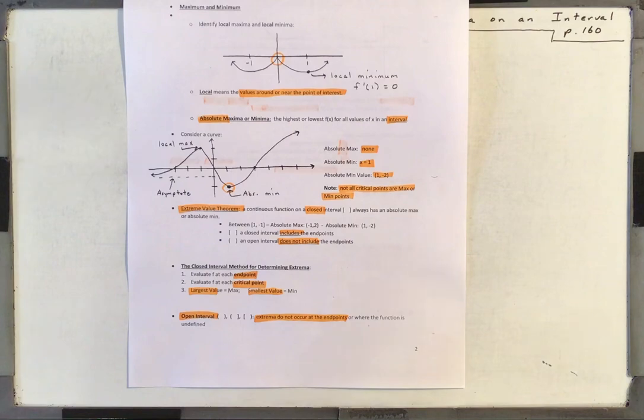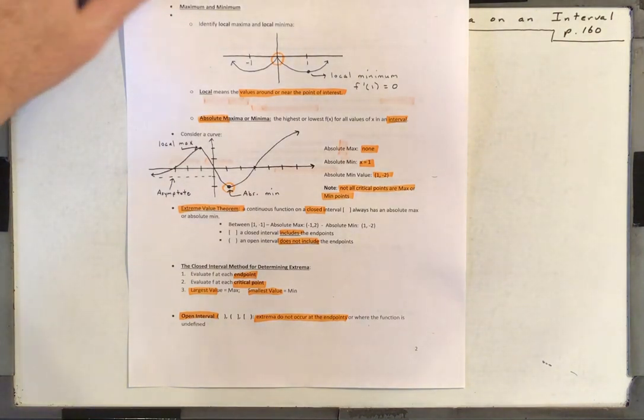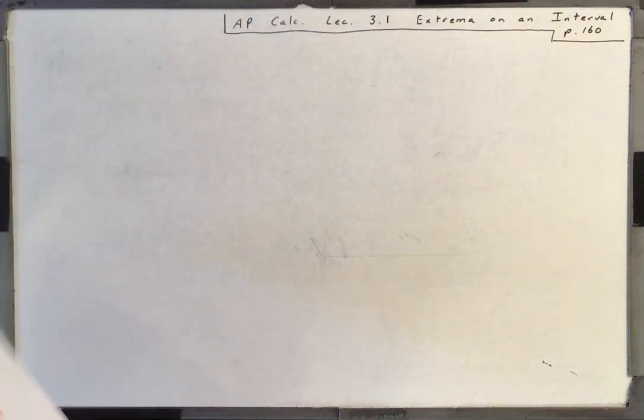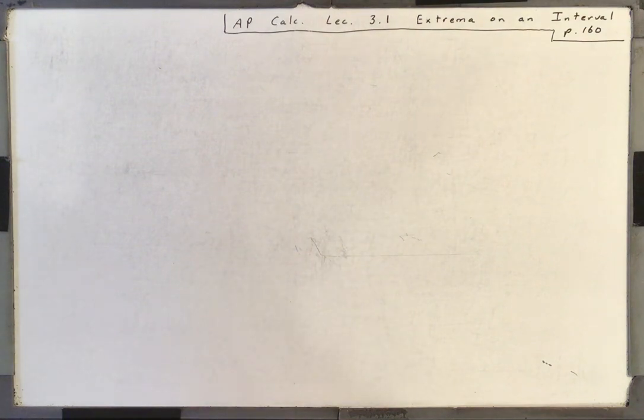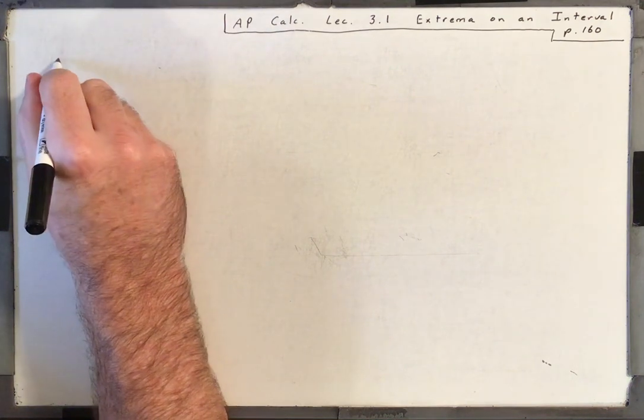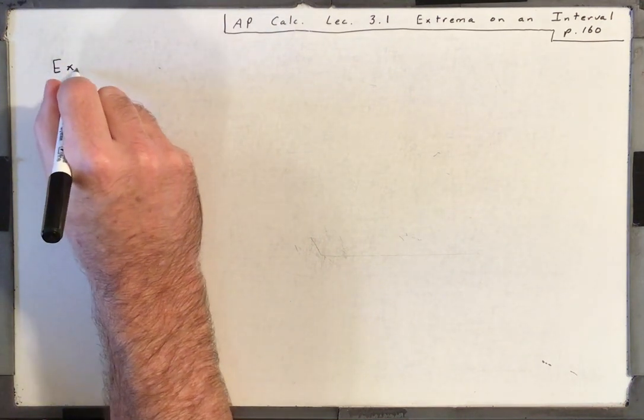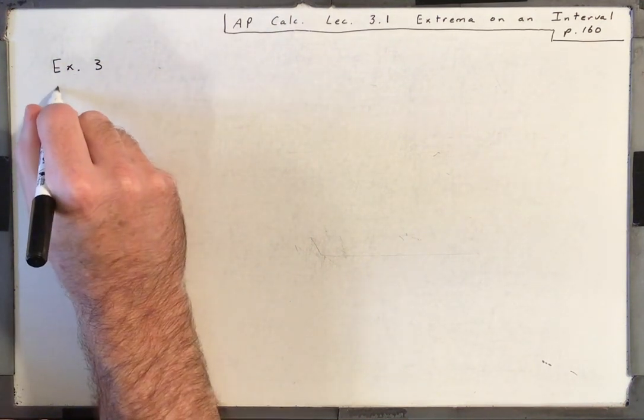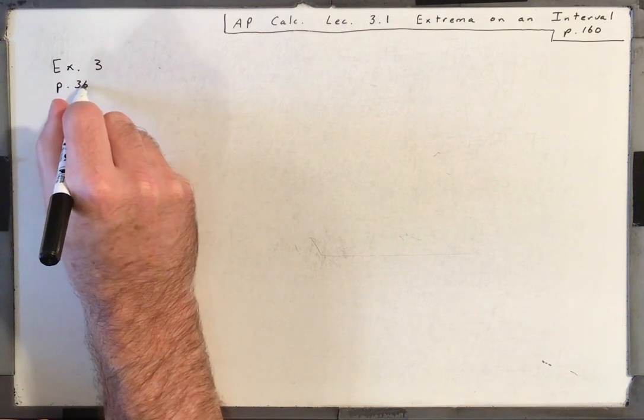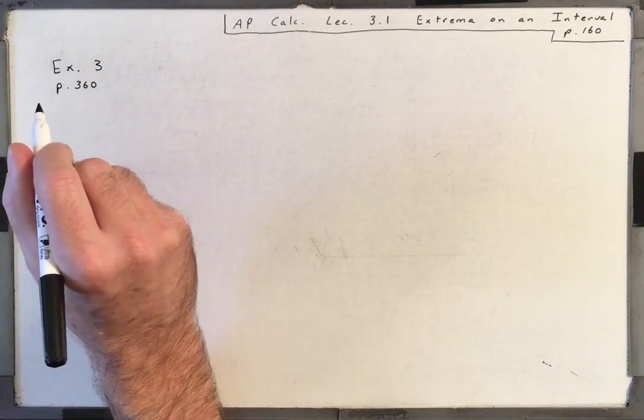All right, if that doesn't make sense right now, or you're a little fuzzy on that, hopefully as I work example problems from the book, that will improve. Okay, so our first example is example 3, on page 360.